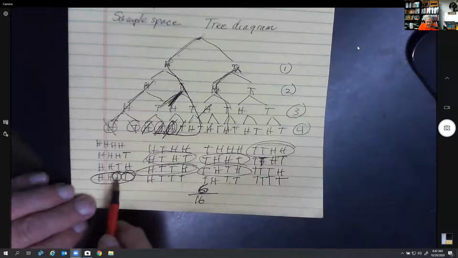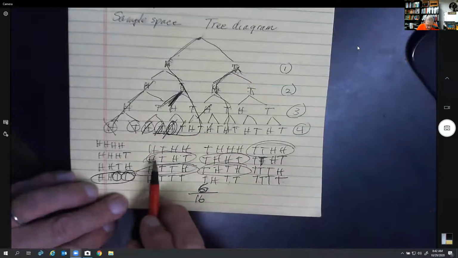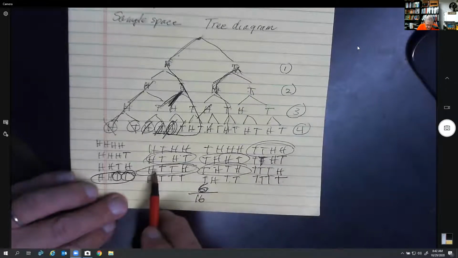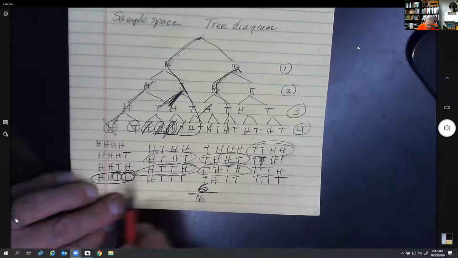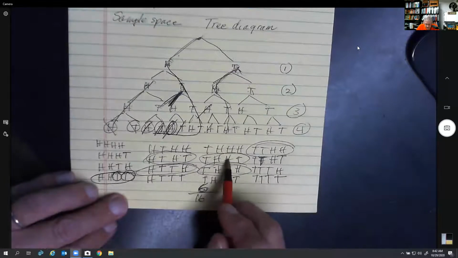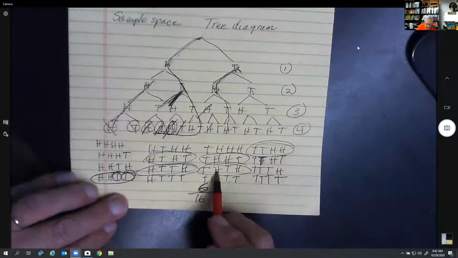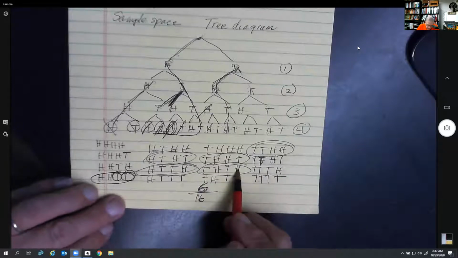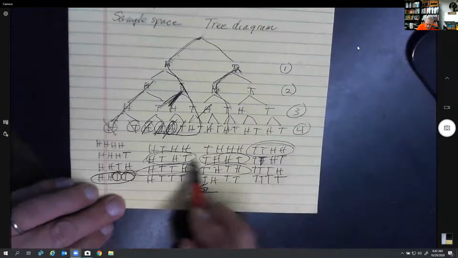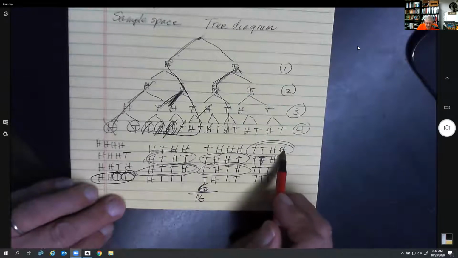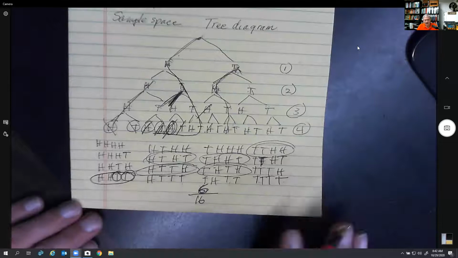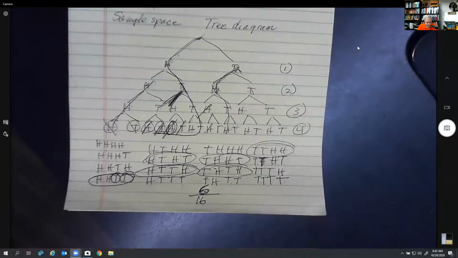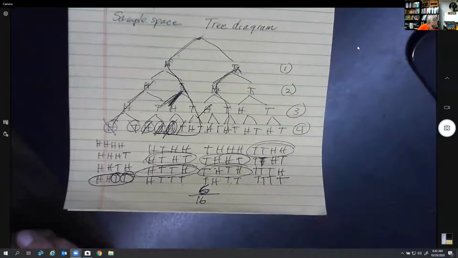I could have a head, head, tail, tail. I could have a head, tail, head, tail. I could have a head, tail, tail, head. That's the way they could come up. Tail, head, tail, head. I'm going to make sure that that's not repeated. No. And tail, tail, head, head. So there's six different combinations that could come up. Sometimes it's kind of hard to list all the sample spaces, but that's how exactly we could get it.